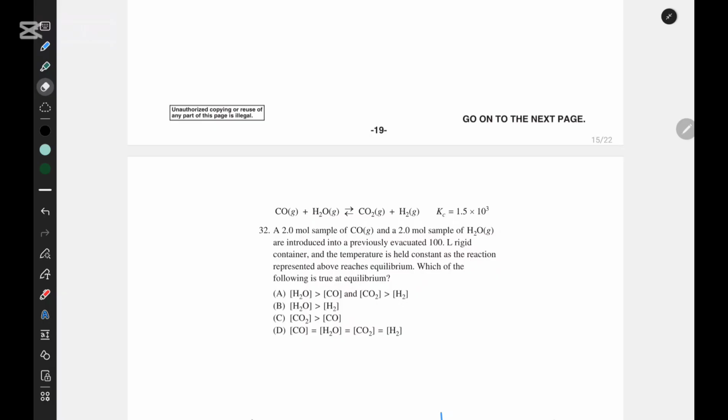In this question, they are saying carbon monoxide and water molecules are reacting to produce CO2 plus H2. The value of Kc here is going to be 1.5 times 10 to the power 3, where you can say that if its value Kc is greater than 1, that means we have more product.